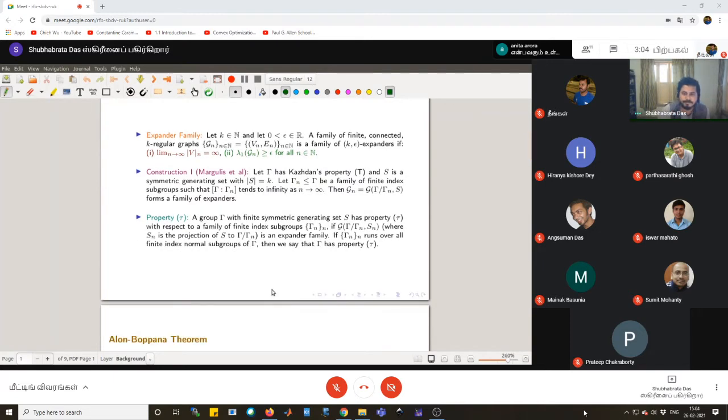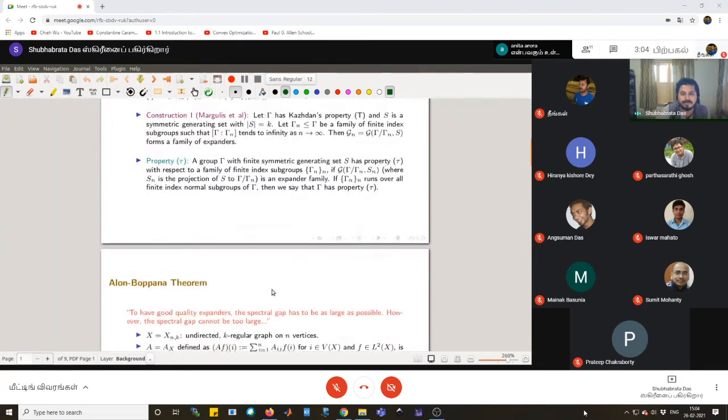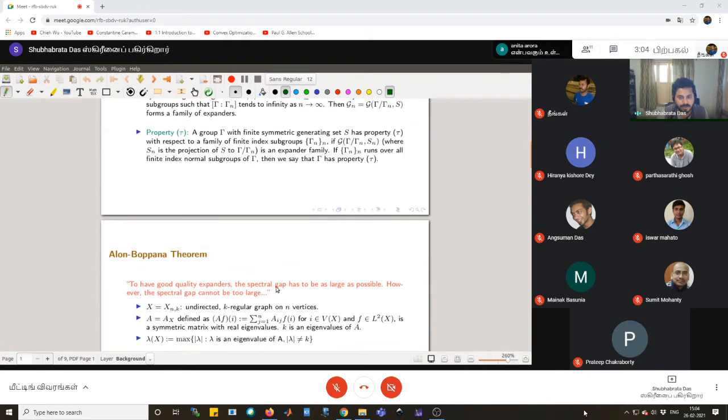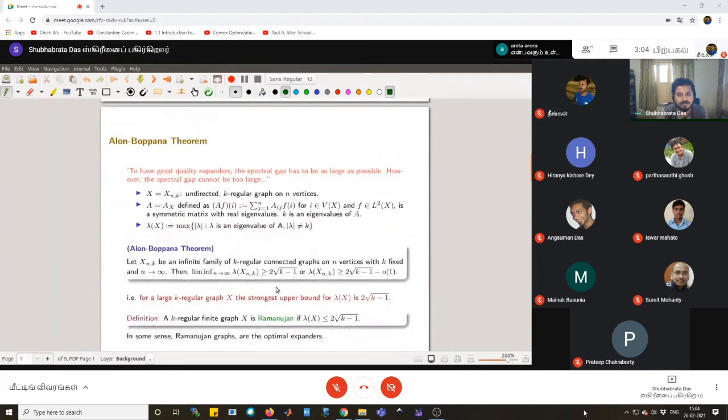So today I will continue with two more constructions. I will give a brief outline of what little I understand about those. And to start with, I mention what is called the Alon-Boppana theorem.